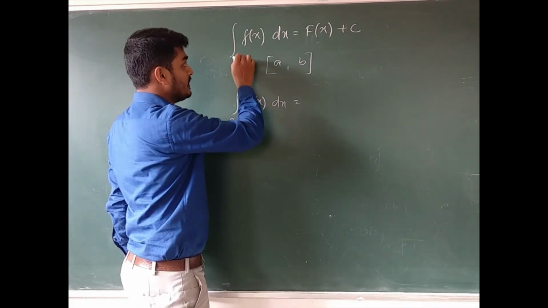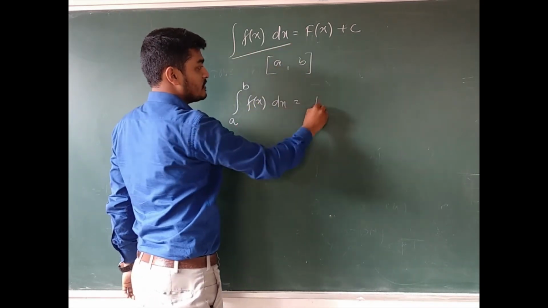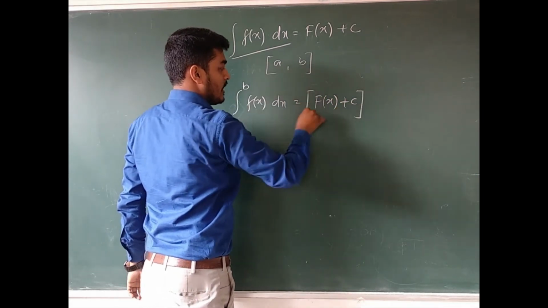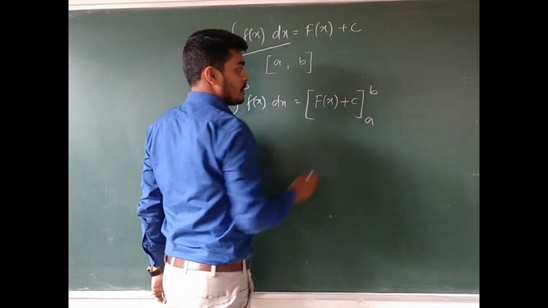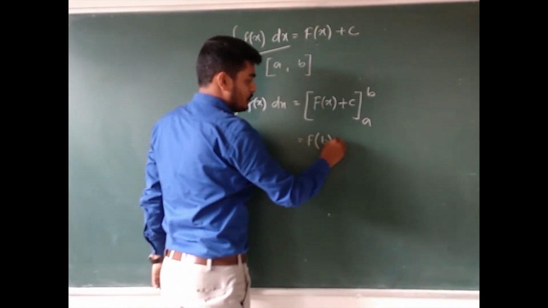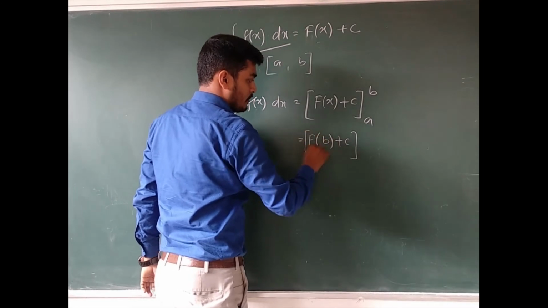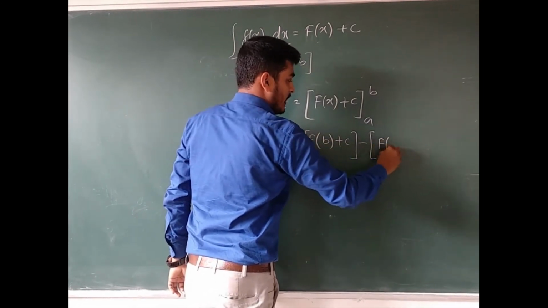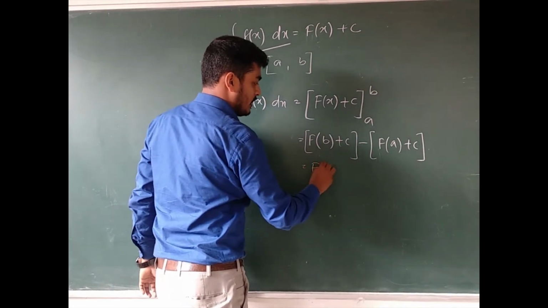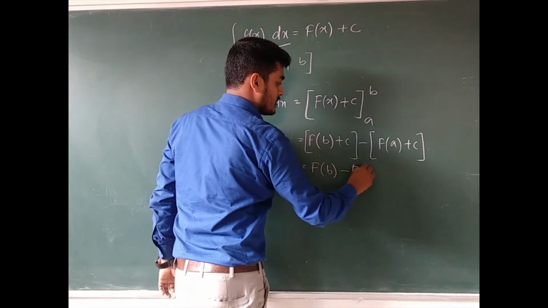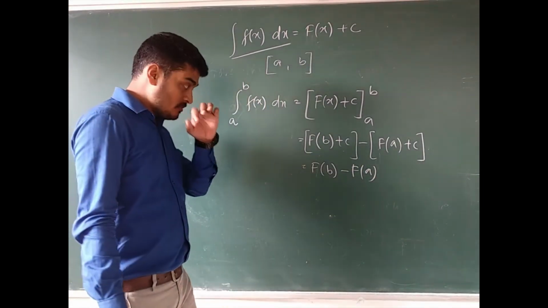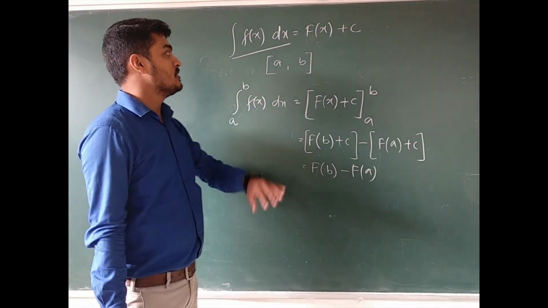Here the indefinite integral value you write yourself. This is equal to capital F of x plus c. Then we have to write down a to b. That means the expression will be written as F of b plus c minus F of a plus c. After the simplification, we will have F of b minus F of a plus c, and minus c will be cancelled.